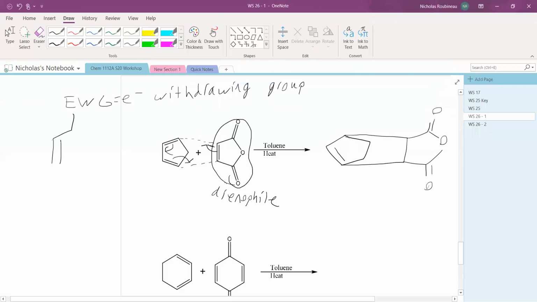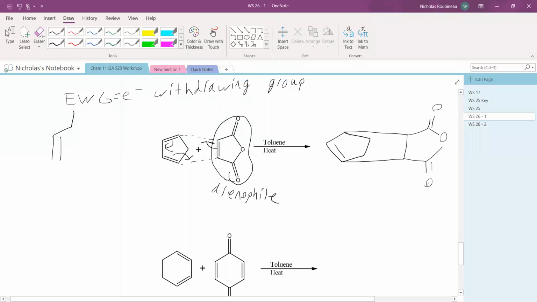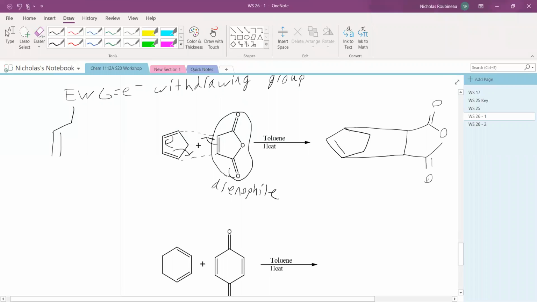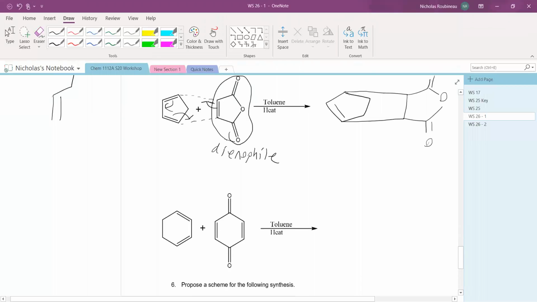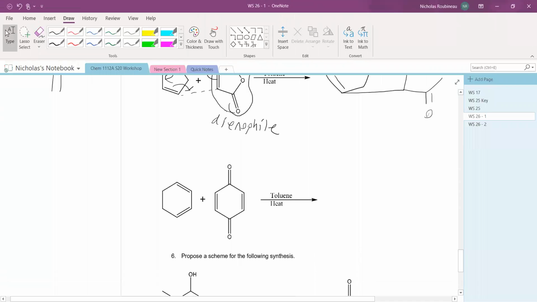And I'm not sure you really have to worry about the electron withdrawing group factor, but just in case he asks why it's there, it helps the reaction go.